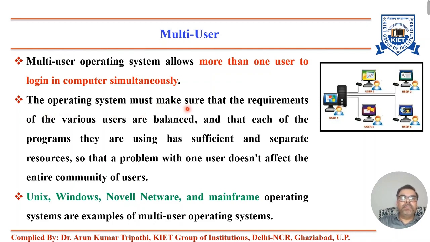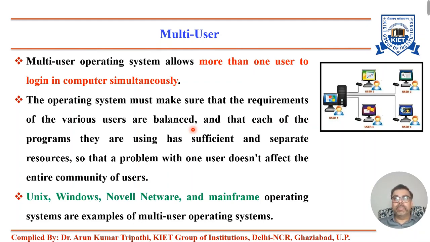The operating system makes sure that the requirements of various users are balanced. Means there should be a particular time slot allocated for each user. This should not happen, that it is performing only one user's task. So there will be a condition of deadlock for another user, or the second user or the third user may come into the starvation condition. So this should not be there.